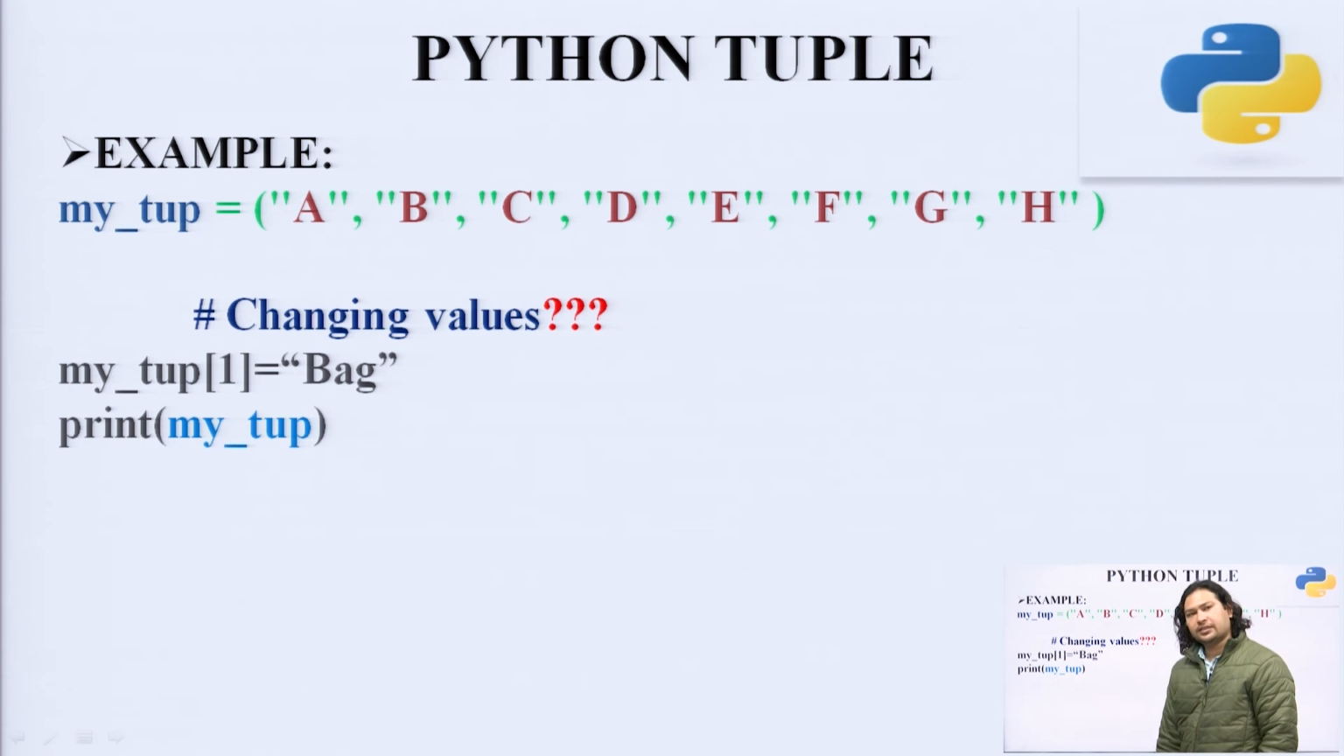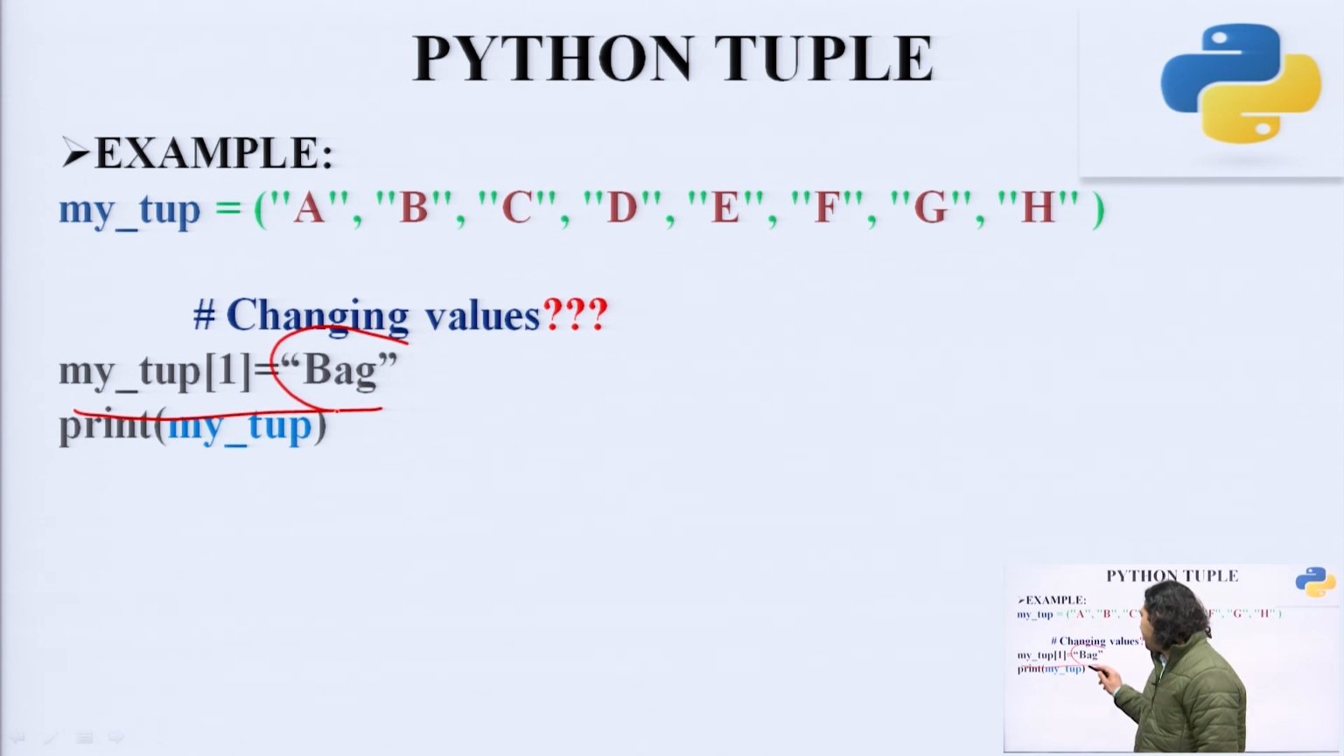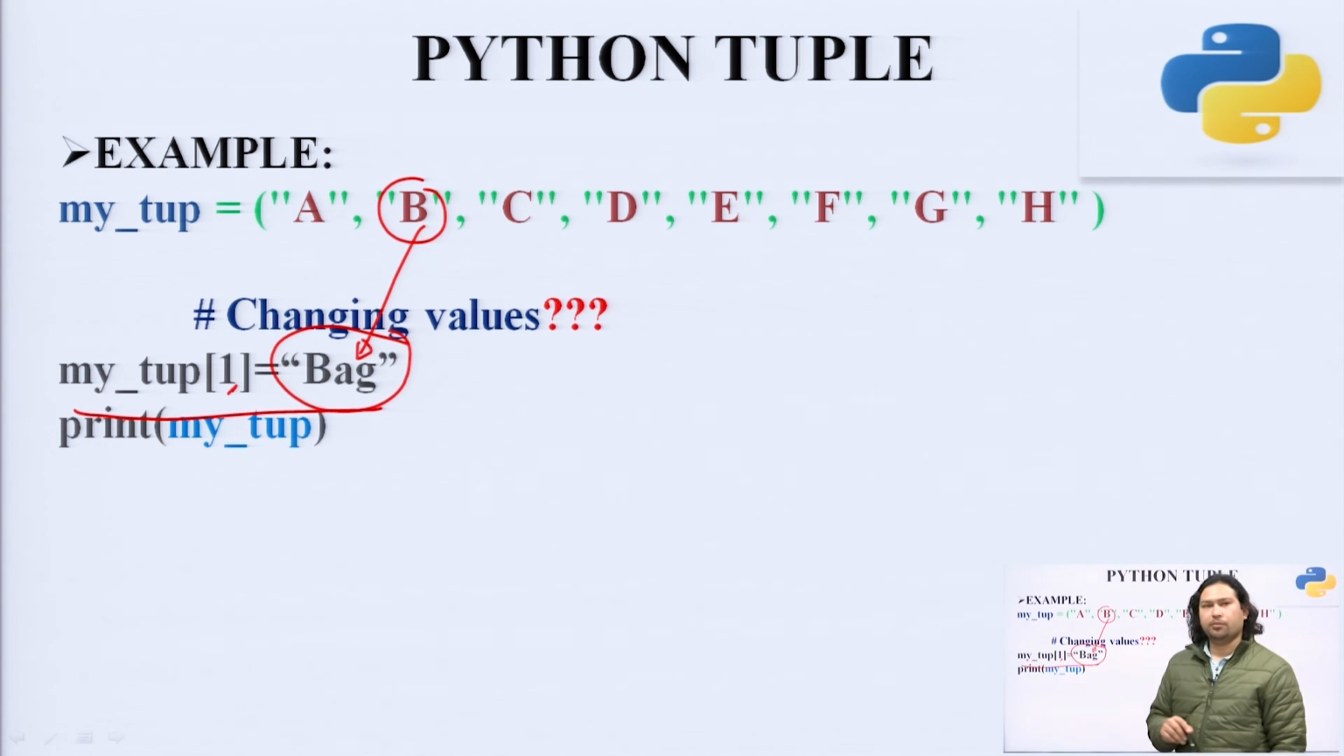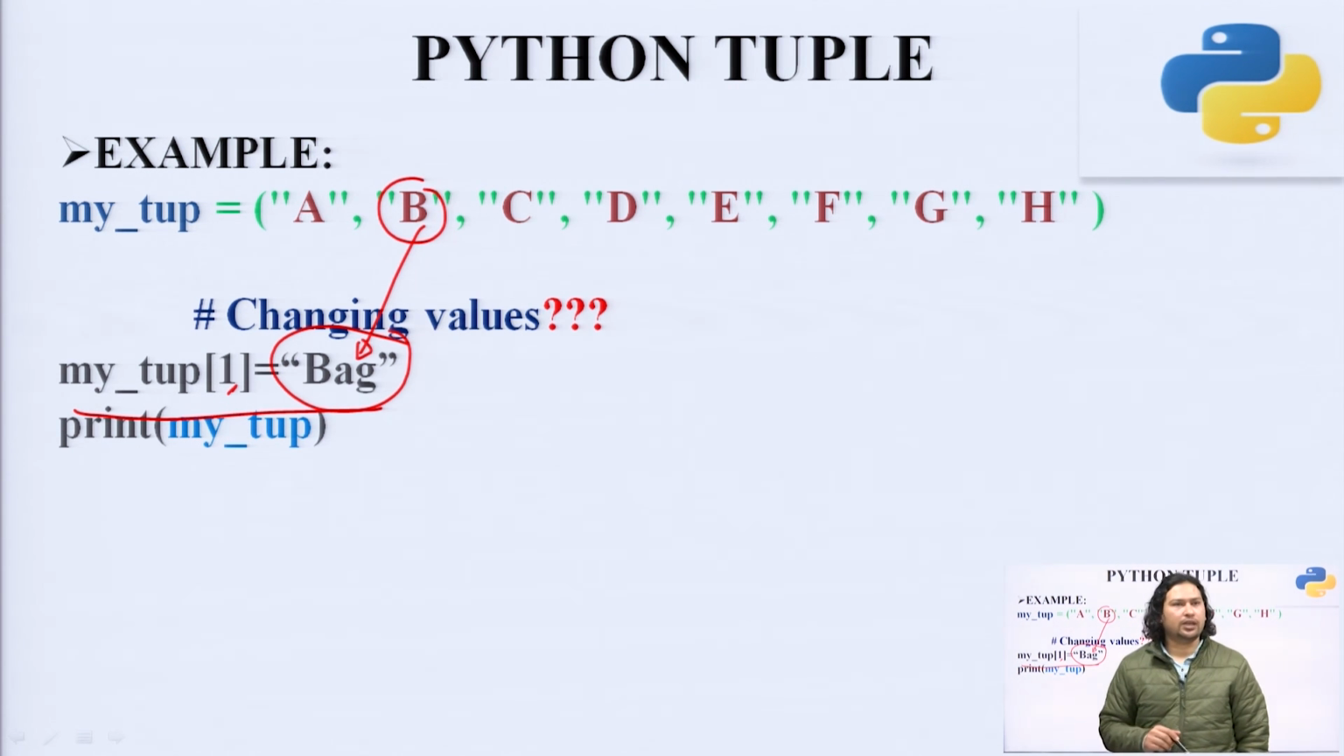Now, the next thing is whether tuples are changeable, that means mutable or immutable. Let us find out by using this operation, because the subscription is valid, that holds true. That means, if we are trying to reassign the value, it might reassign the value. Instead of B we get bag. By reassigning, is it working or not?